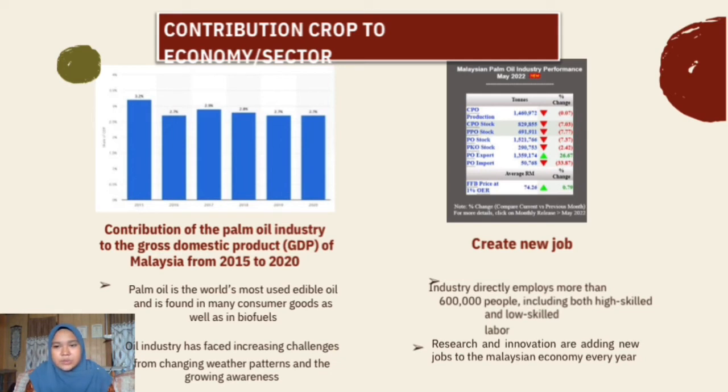Second is new jobs, where the industry directly employs more than 600,000 people, including both high skill and low skill labor. And last one is research and innovation are adding new jobs to the Malaysian economy every year.